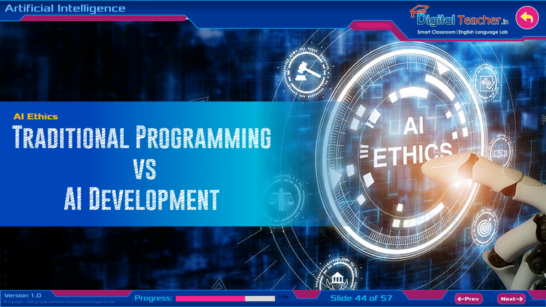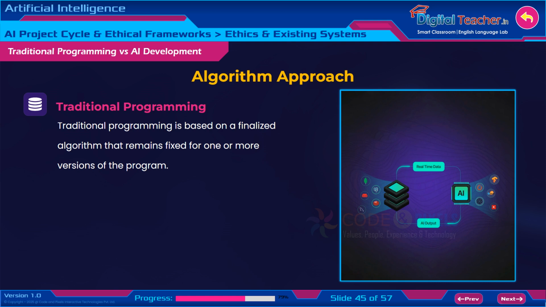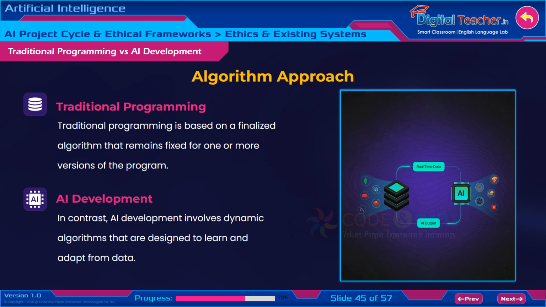Traditional programming versus artificial intelligence development. Algorithm approach. Traditional programming is based on a finalized algorithm that remains fixed for one or more versions of the program. In contrast, artificial intelligence development involves dynamic algorithms that are designed to learn and adapt from data.